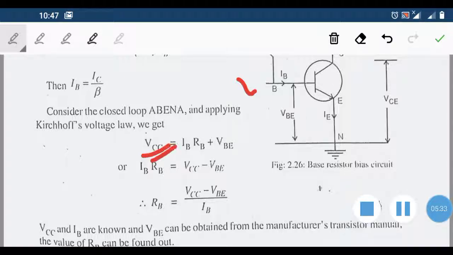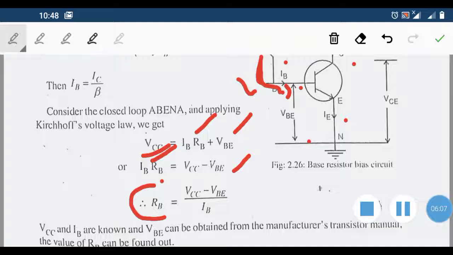VCC is the voltage applied. The current is marked as IB through the base terminal, IE through the emitter terminal, and IC through the collector terminal. By considering this loop starting from VCC, the total voltage VCC is divided between RB and VBE. So we can write the equation VCC is equal to IB into RB plus VBE. From this equation, IB RB is equal to VCC minus VBE, or RB is equal to VCC minus VBE divided by IB.